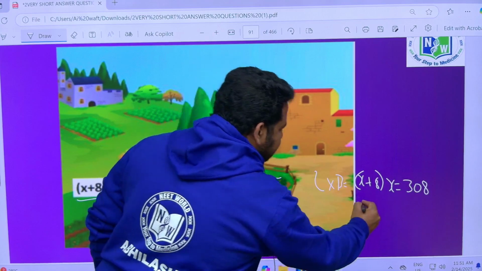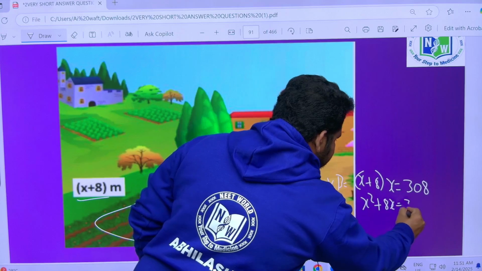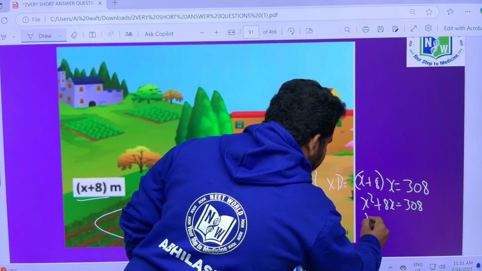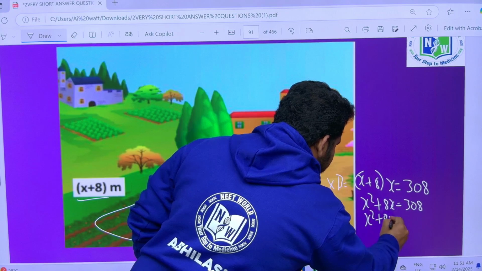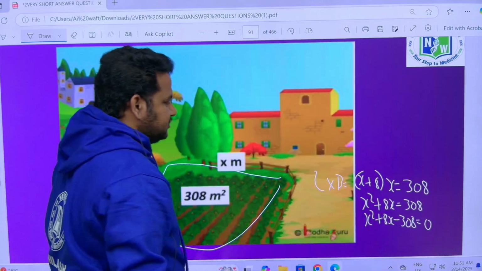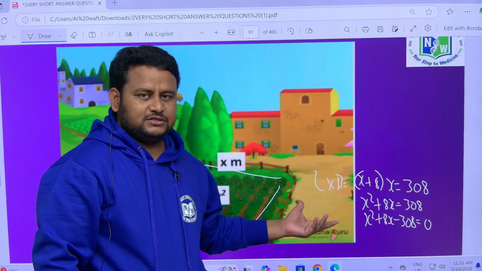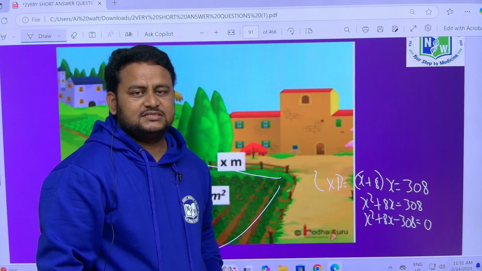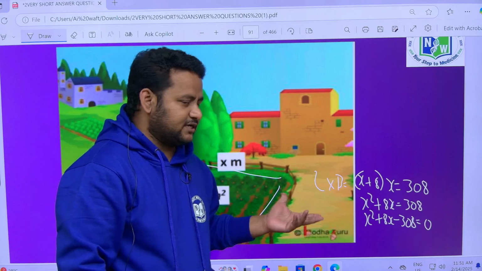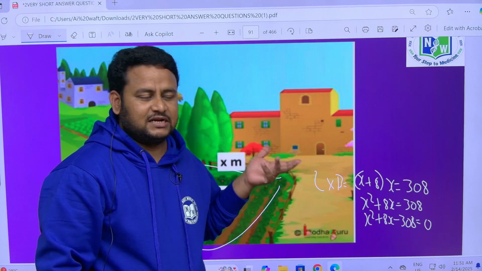So if you multiply, you will get x square plus 8x is equal to 308, so x square plus 8x minus 308 is equal to 0. This is a quadratic equation. So if you have to get the value of x, you have to solve this quadratic equation. This is the real life application of quadratic equation. This I have told you in brief. We will deal with it in detail when we go for MCET classes.